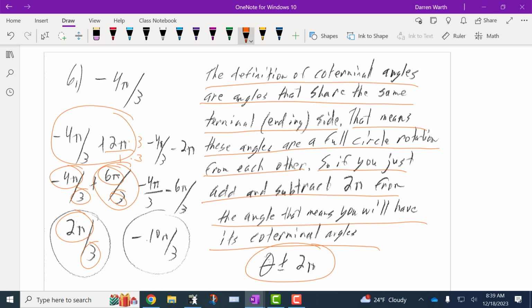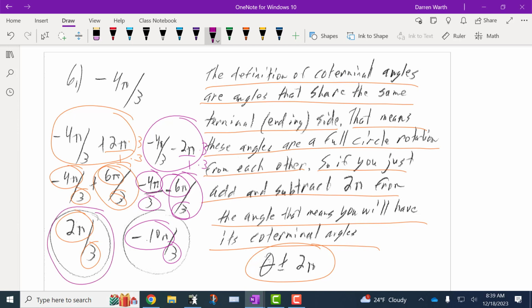So same thing right here. I'm going to go ahead and subtract 2 pi from it. So we have negative 4 pi over 3 minus 2 pi. So again, this is over 1. I'm going to multiply both top and bottom by 3. So when I do that, I get 6 pi all over 3. I'm going to take negative 4 pi minus 6 pi, which is going to be negative 10 pi. Keep the same denominator, which is 3. And so my two coterminal angles are 2 pi over 3 and negative 10 pi over 3.